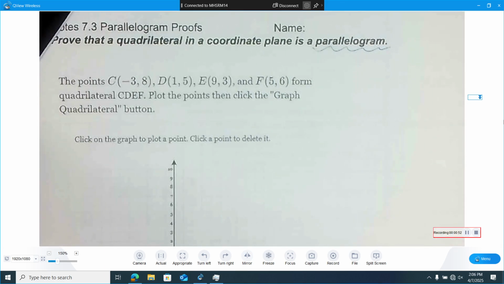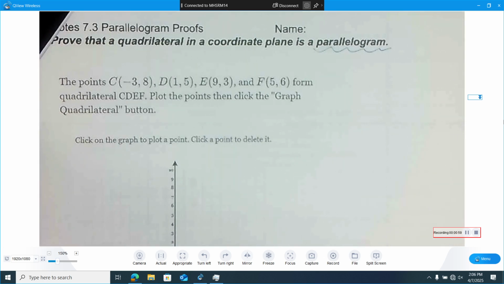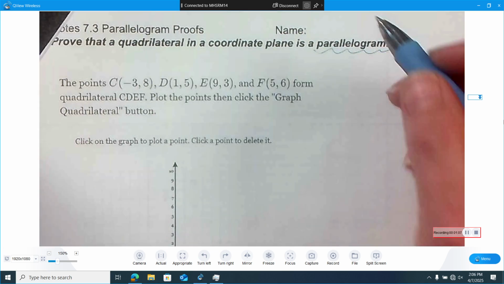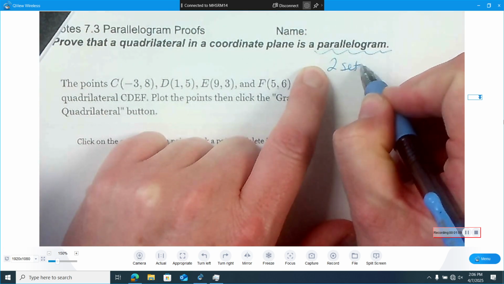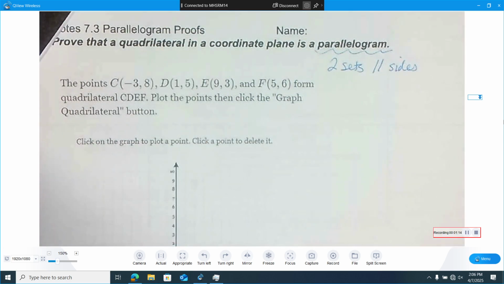How do we know something is a parallelogram? That's a quadrilateral. A quadrilateral has 4 sides. How do we know? Parallel. Okay. So we have 2 sets of parallel sides. So how do we know what proves parallel? How do we know things are parallel?